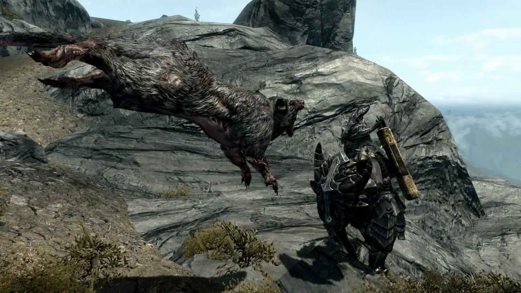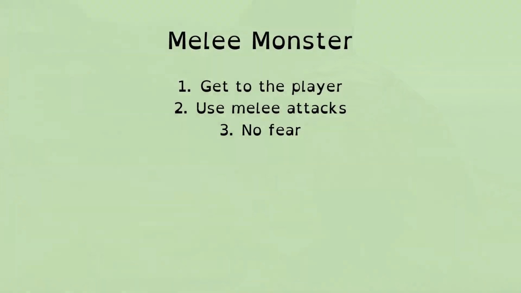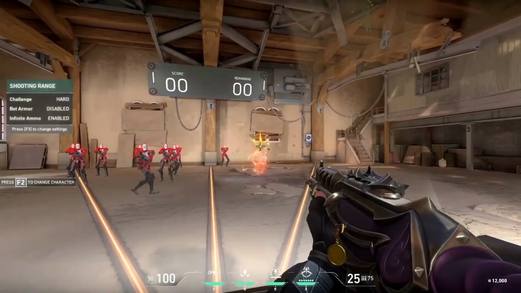What I'm going to do is run through some standards. I'm not trying to be comprehensive here. This is a picture of a skeever in Skyrim, and I describe this as the melee monster, which is very straightforward. Basically, they can only attack when you're up close and personal. They're going to get to the player and use melee attacks. If the player tries to get away, they're going to follow them. They maybe can go faster than the player anyway. They have no fear, they're just going to fight until they're dead. Yeah, there we go.